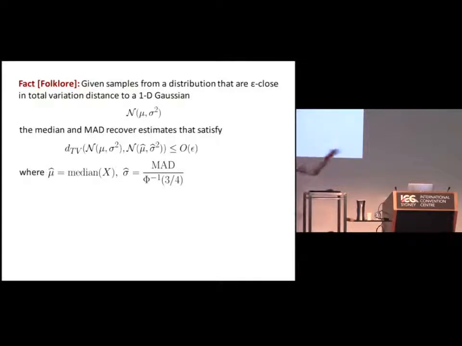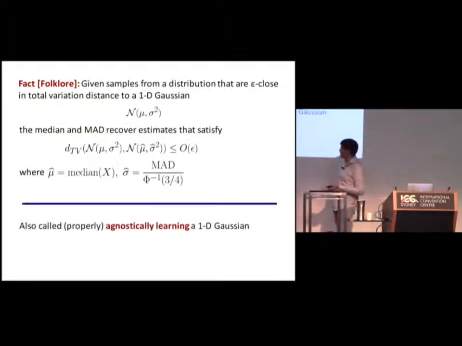You started off with something that's epsilon close to a Gaussian, you compute the median and median absolute deviation, and you get estimates so good that they're epsilon close in total variation distance again. This is really the holy grail of what we're looking for, and designing algorithms that are robust in one dimension is pretty easy because you can do simple things like this. But as soon as we go to high dimensions, things are going to go wrong.